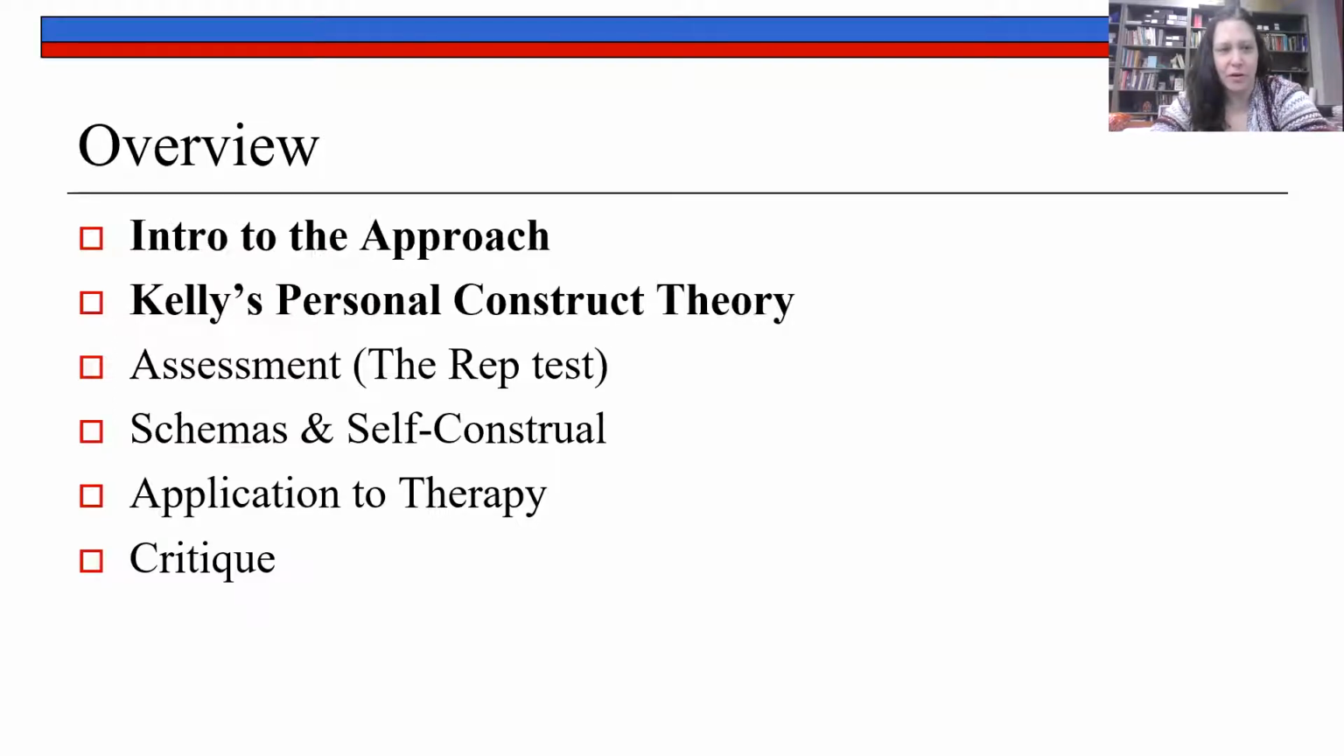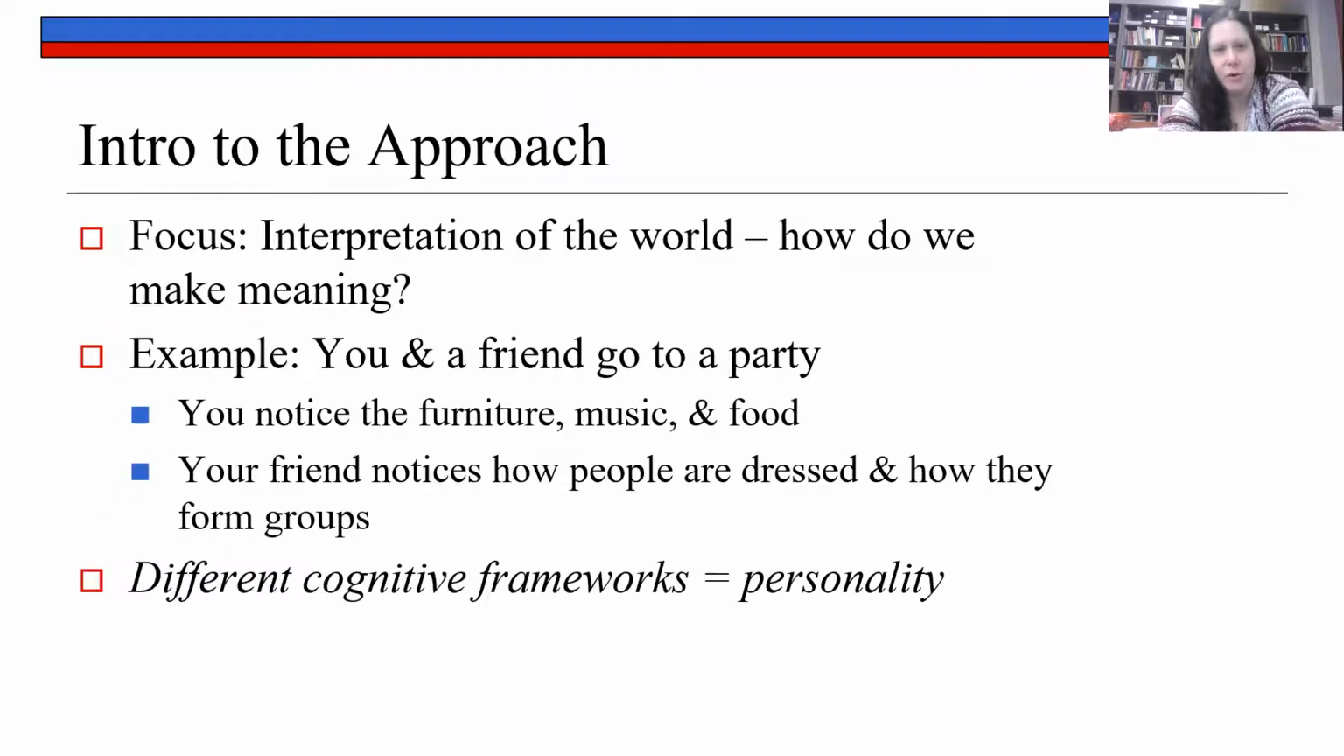Okay, so let's get started. The first mini lecture is going to cover these 2 bullet points in the outline. So first off is how is the cognitive approach different from the other approaches that we've already discussed in this class? So the focus of the cognitive approach is all about how your personality develops from how you interpret the world around you. How do you make meaning out of the things that you see, out of the events in your life, out of what you observe happening to other people?